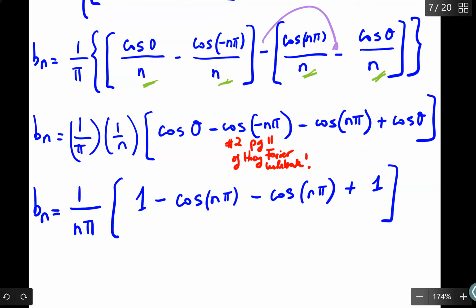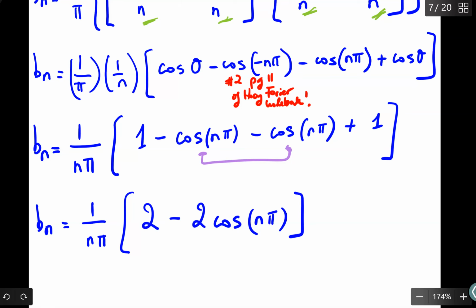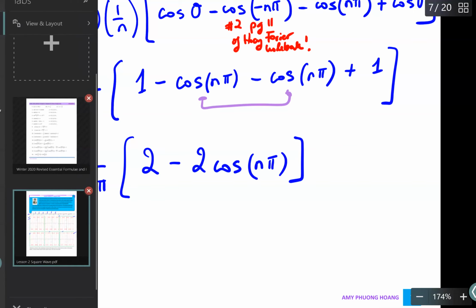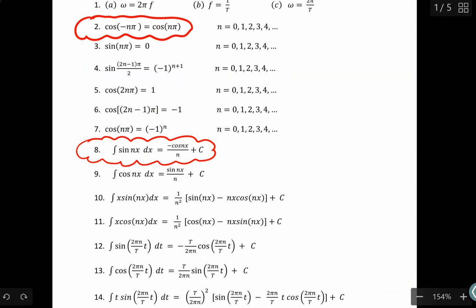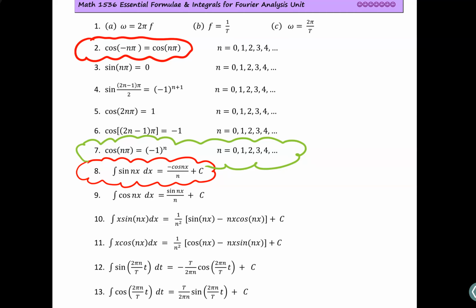Okay. So the next step is to simplify. 1 plus 1 will give me 2. And this adding should give me 2 minus 2 cos n times pi. Now, what is cos of n times pi? We have to figure this out. n can be any integer. So let's go to our page again. This is page number 11, and on page 11, I found that there is a formula number 7, this one right here. It told me that cos of n times pi could be equal to minus 1 to the exponent n, given n equal to 0, 1, 2, 3, 4.